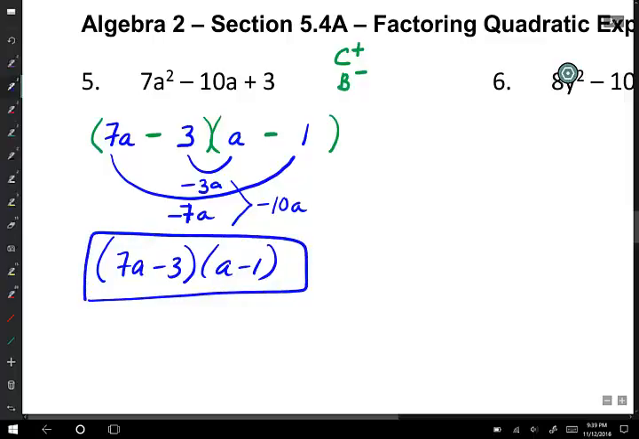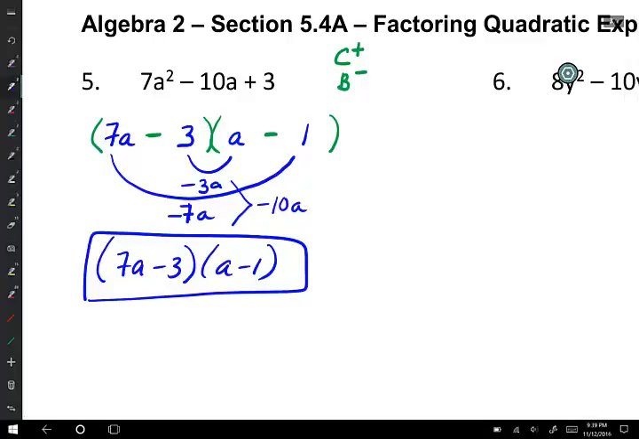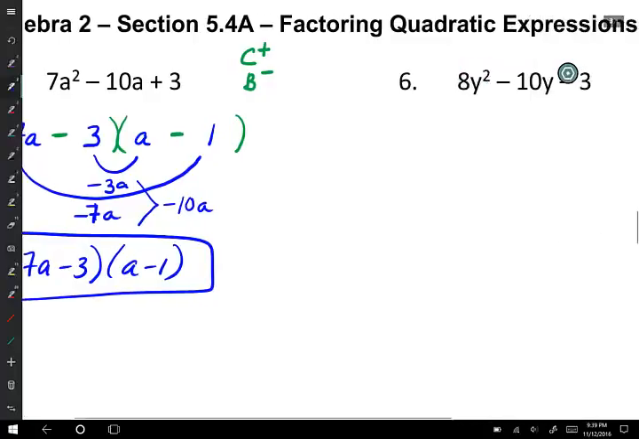If you would happen to have chosen 1 and 3, you would have gotten a negative 22a here, quickly realizing that that's not going to be the answer, and so we'd switch then to the 1 and the 3. Let's slide over here and look at number 6.